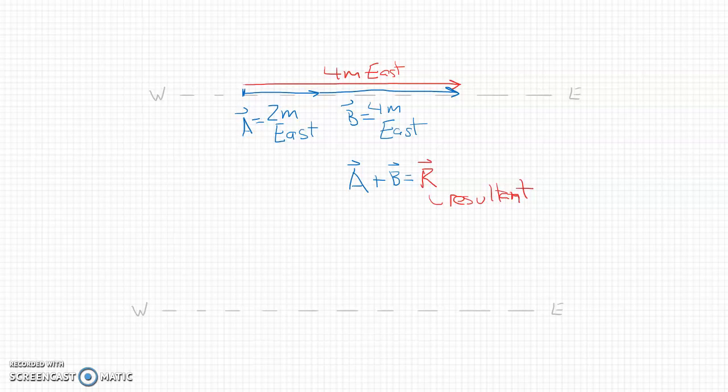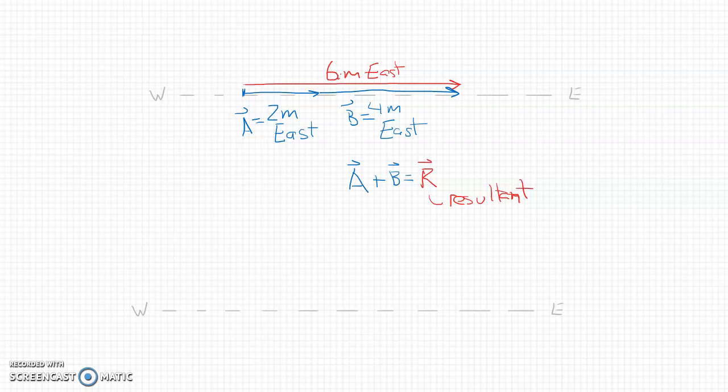So the resultant vector from 2 meters east and 4 meters east is not 4 meters. Why did I put 4 meters there? That should be 6 meters. Hopefully you caught that mistake. That's pretty simple math. 2 plus 4, of course, gives us 6. So let's take a look at another example.